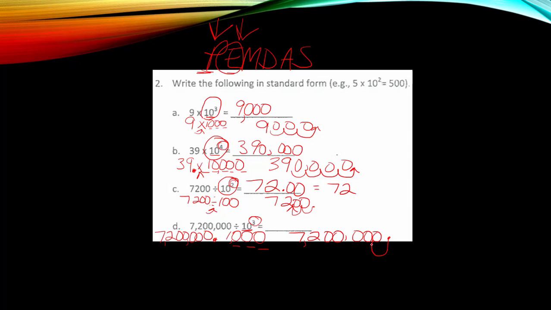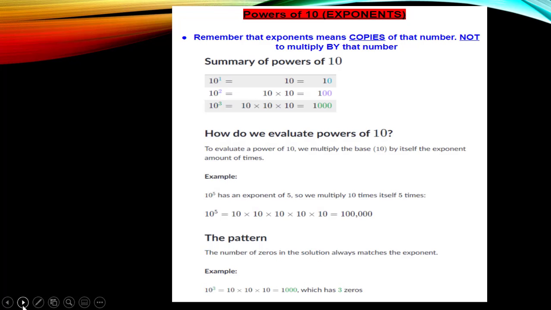1, 2, 3. Draw your arrow. So that's where my decimal now is going to go. 7,200. And everything behind that decimal is a 0, so we can drop it off. We have 7,200 wholes. Okay, so let's review.